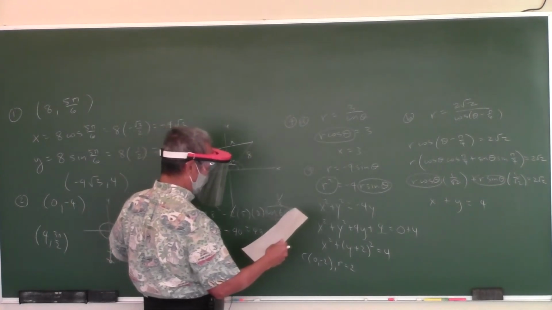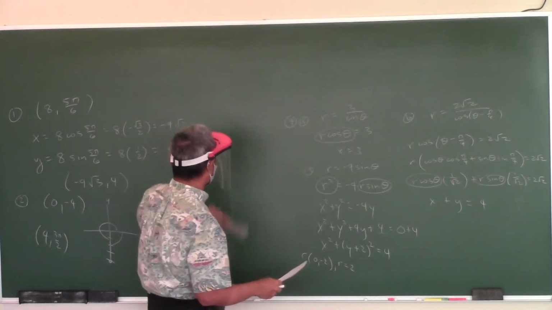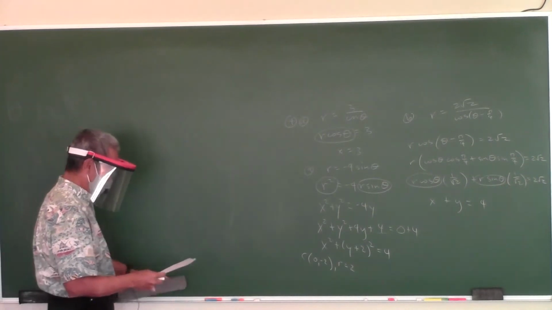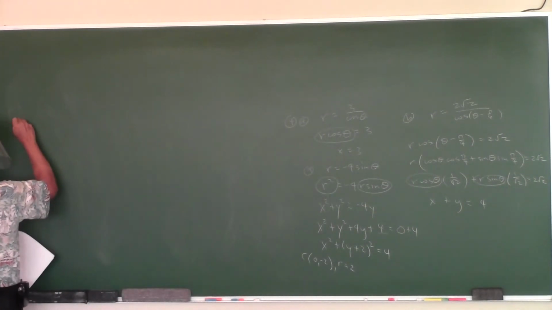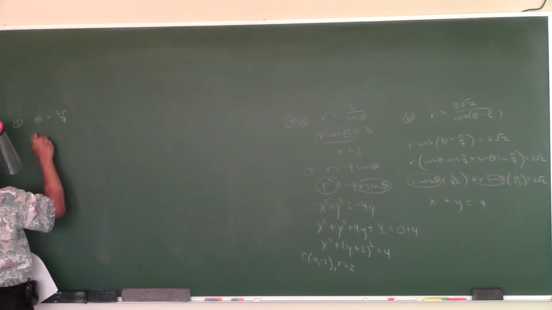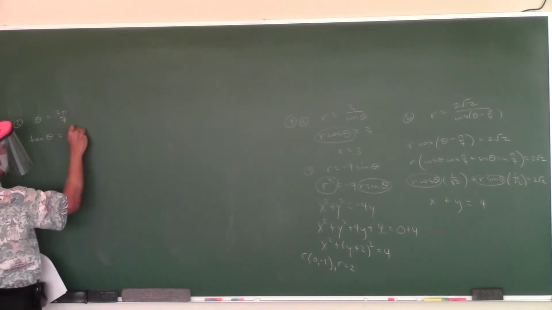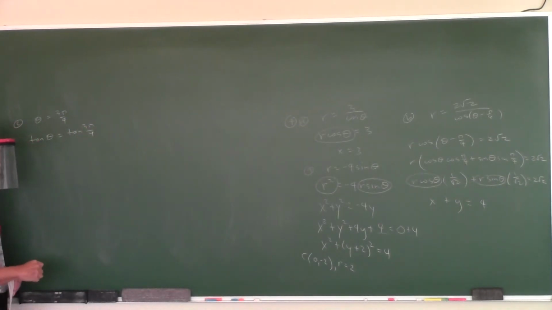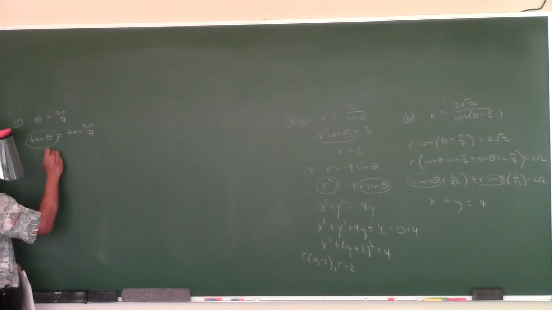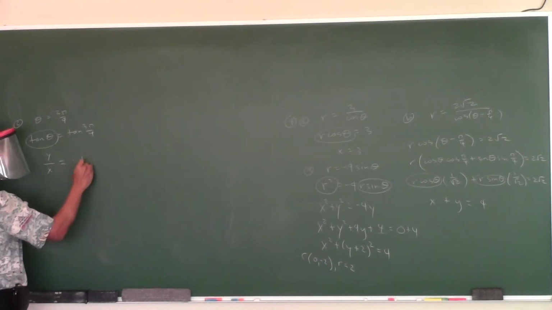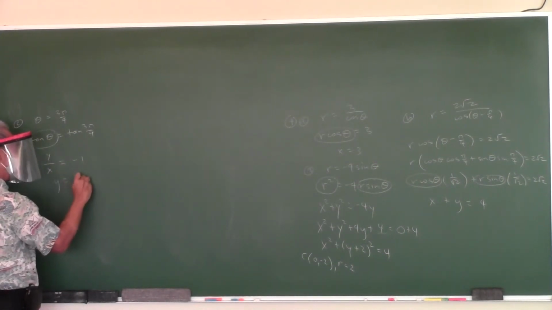And then C. Theta equals 3 pi over 4, so you take the tangent of both sides. Some people didn't do this for some reason. Why do you take the tangent of both sides? Because tangent theta is y over x. Tangent of 3 pi over 4 is -1, so y equals -x.